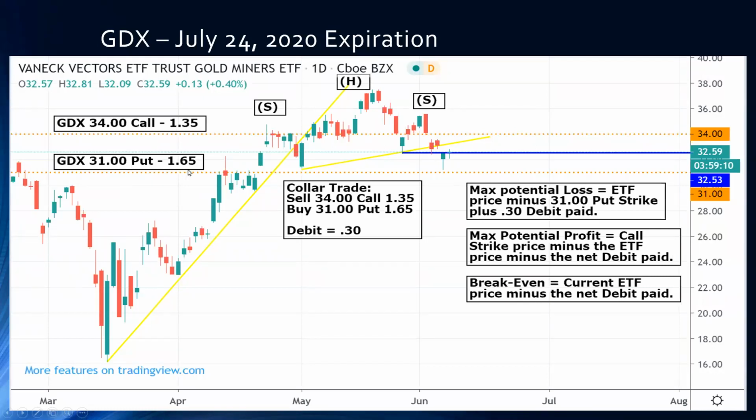So the put was $1.65 in price, and the GDX call was $1.35. Now this is pretty interesting because with the collar trade here, you sell the $34 call at $1.35, you buy the $31 put at $1.65, for a net debit of 30 cents. So we have a 30 cents debit. Can I put on mobile with a single click? I'll look at that question in a minute. So anyhow, this would be a net debit. It's next to nothing. It costs $30 to put on this hedge, which is kind of crazy when you think about it.